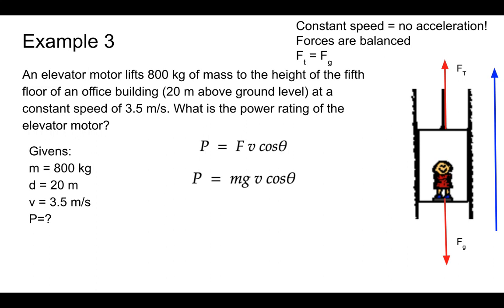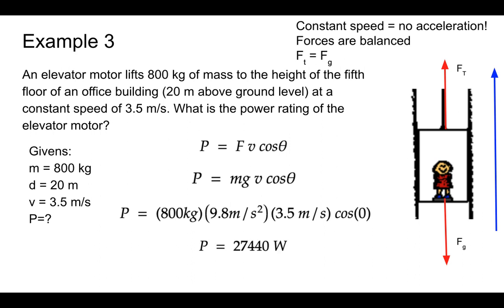So let's plug in our numbers. We get power is equal to the mass, 800 kilograms, times g, our acceleration of gravity, 9.8 meters per second squared, times that constant velocity of 3.5 meters per second, times the cosine of the angle, 0. Plugging this into our calculator, we end up getting 27,440 watts for our power rating of the elevator motor.